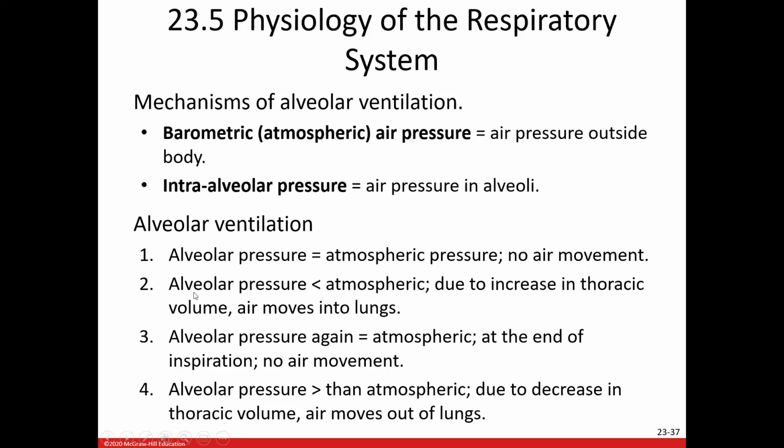When we have, however, the alveolar pressure inside the lungs become lower than the atmosphere, we now have high pressure on the outside, low pressure on the inside, and ultimately, because we have an increase in the thoracic volume, aka the lungs are expanding, the air is going to move from the atmosphere into the alveoli through that pressure gradient.